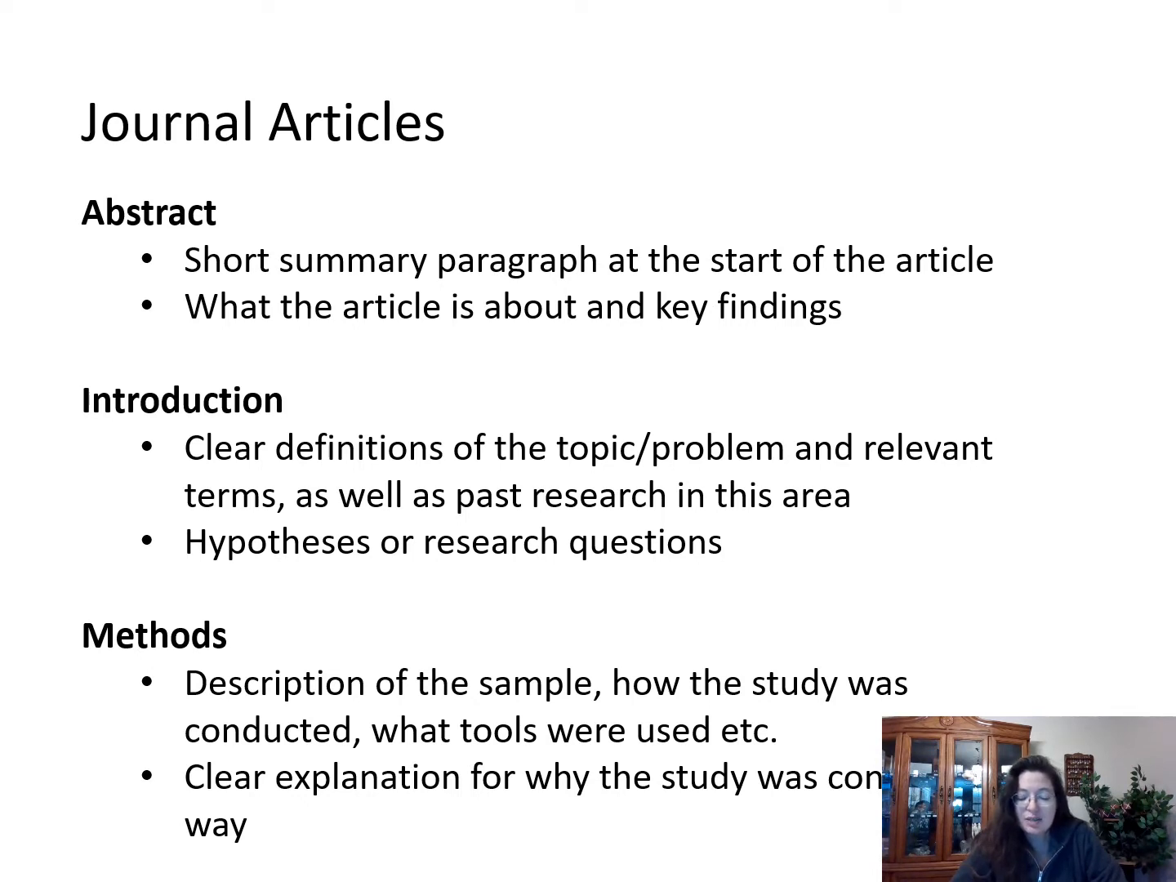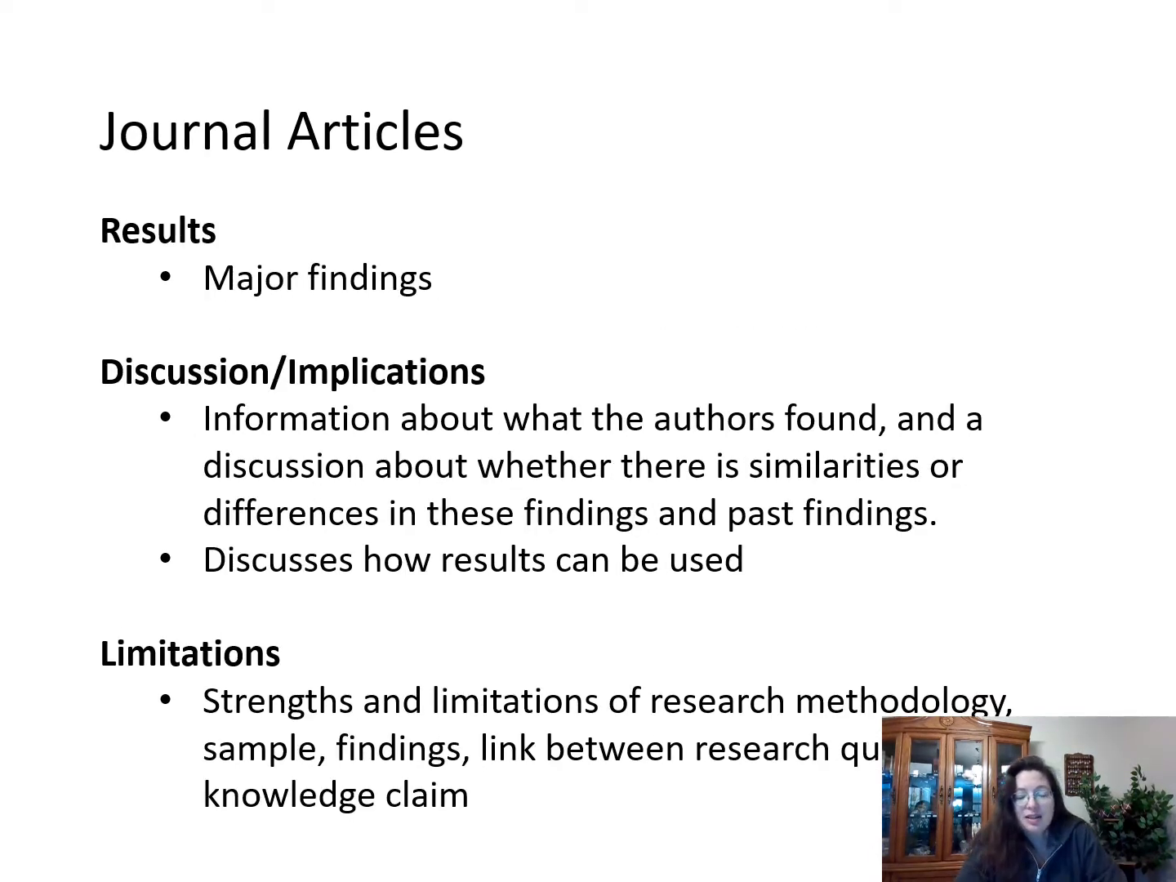The next section is typically the methods, where there's a description of the sample, how the study was conducted, what tools were used. It should be a clear explanation for why the study was conducted the way it was, and it should be detailed enough that someone just reading the article could replicate it if they so chose and still be able to get similar results. The next step is the results, which are the major findings of the article. Depending on how quantitative or qualitative the article is, this might be very technical language.